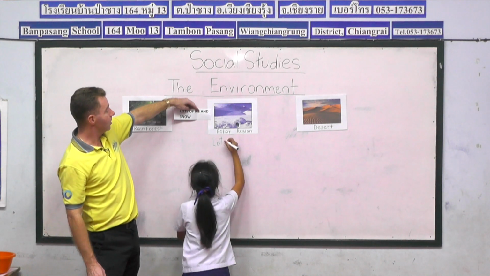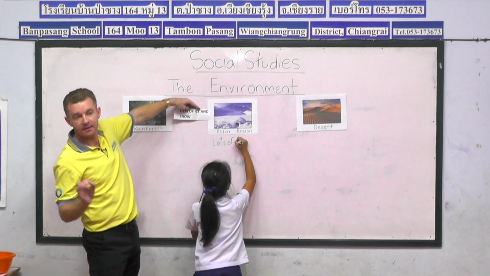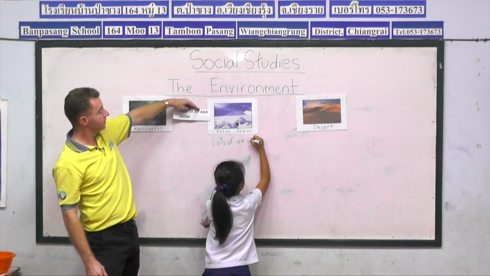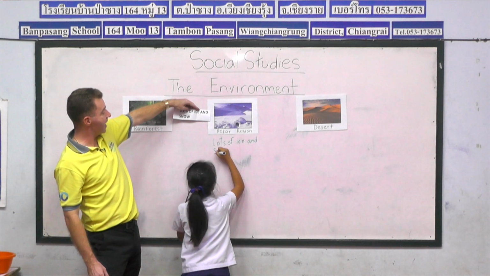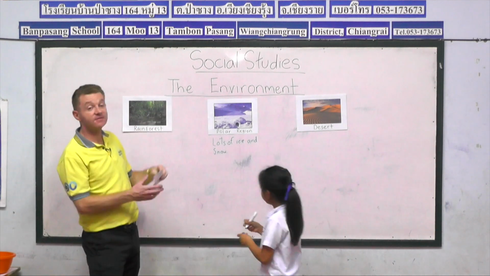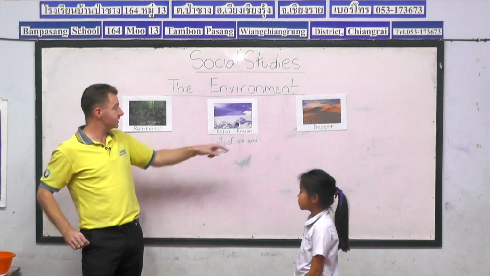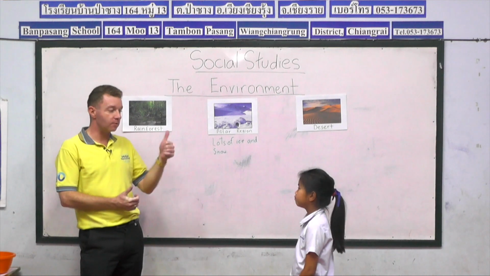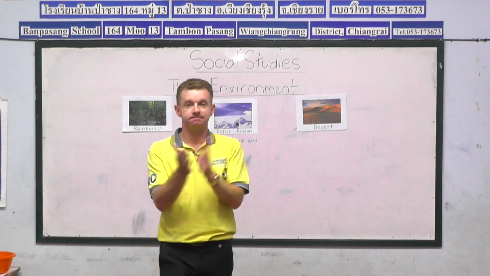L-O-T-S. O-F, lots of ice. And snow. S-N-O-W. And we can say together, guys, polar regions, lots of ice, and snow. Well done, Prao. Very well remembered and very well written. Big round of applause for Prao, please, guys.